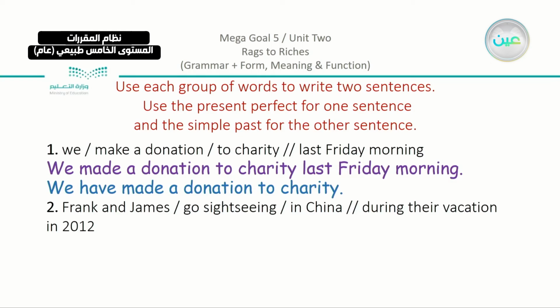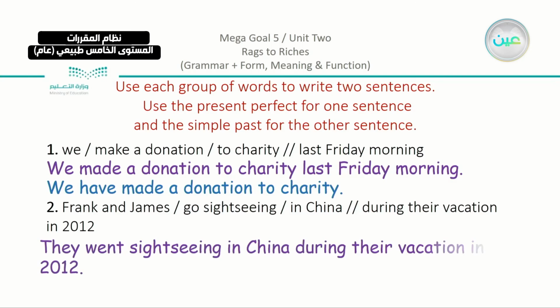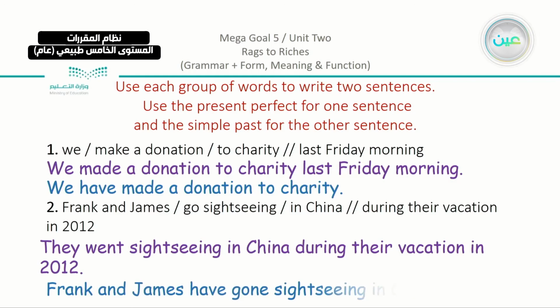Frank and James go sightseeing in China during their vacation in 2012. Also, I'm talking about something in the past. So I can turn it in the past simple saying, they went sightseeing in China during their vacation in 2012. They went. Or the present perfect using the past participle. Go, went, gone. So we have Frank and James have gone sightseeing in China.